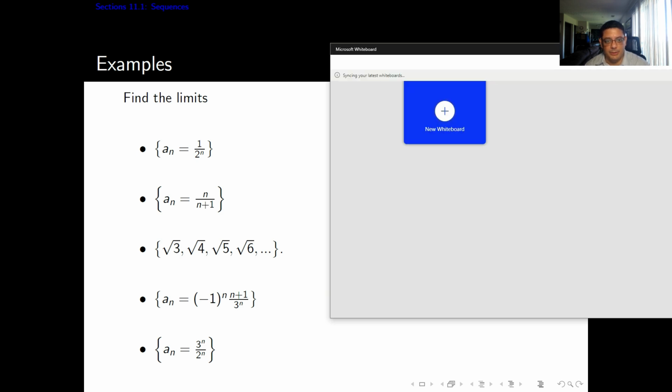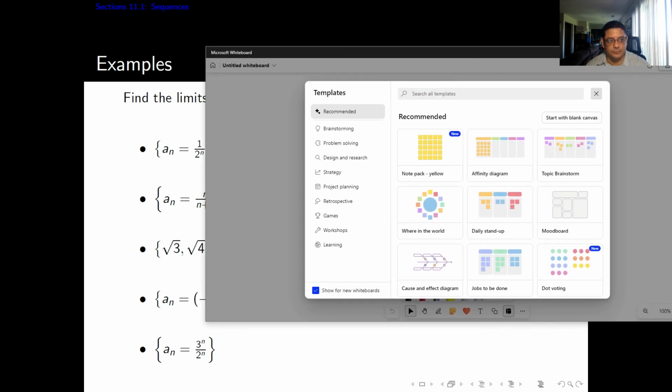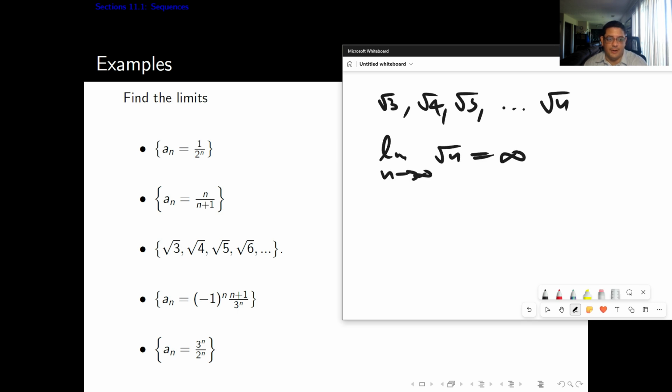Okay, let me put up another whiteboard. Now, for the sequence number 3, you see that this is the square root of 3, the square root of 4, the square root of 5, and so you can see that the nth term is going to be the square root of n. But when you take the limit when n goes to infinity of the square root of n, this is just infinity. So this square root of n sequence is going to be divergent.